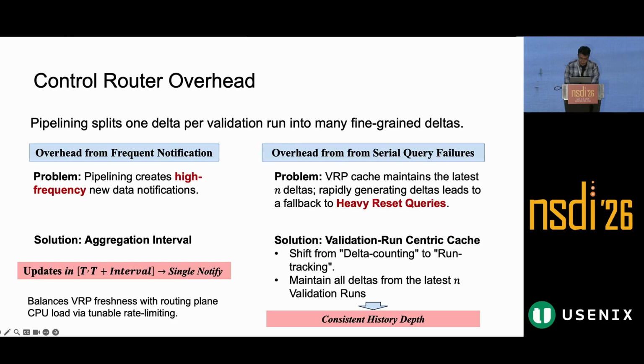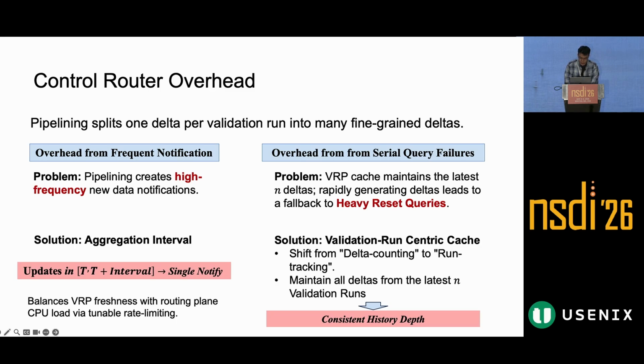Pipelining splits one delta per validation run into many fine-grained deltas, so it brings two parts of overhead. First, overhead from frequent notification. It comes from high-frequency new data notification to routers. For this part of overhead, we introduce the aggregation interval. We batch updates within a time window into a single notification, balancing data freshness with router CPU load.